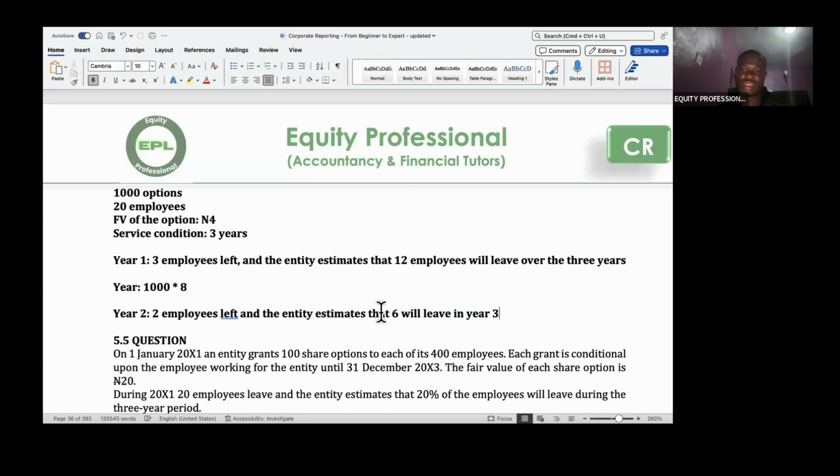So let's look at another scenario. Let's say they said 9 will leave over the 3 years. So 2 employees left, and the entity estimates that 9 will leave over the 3 years. So how many will vest based on year 2 estimates? Bidemi, I will explain. Let me finish this year 2, then I'll explain again. Who can tell us how many will vest based on year 2 estimates?